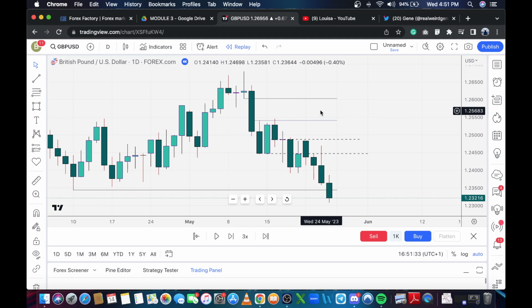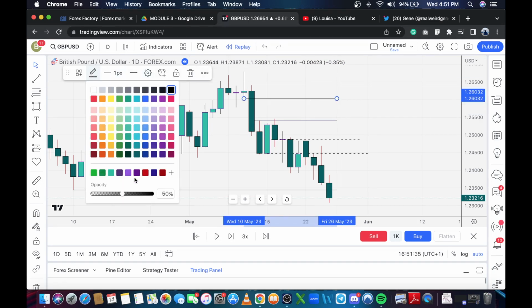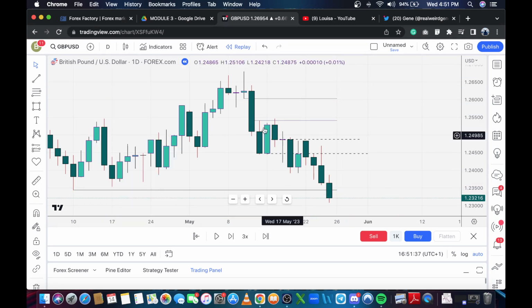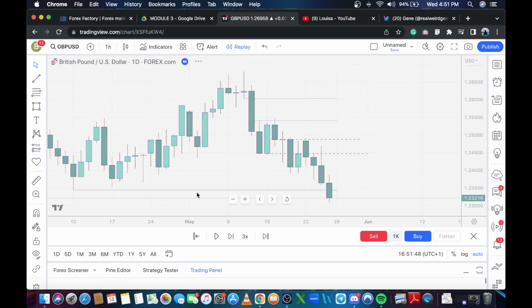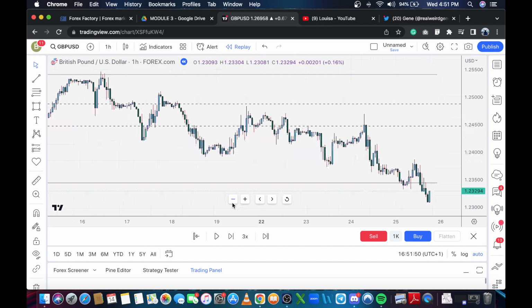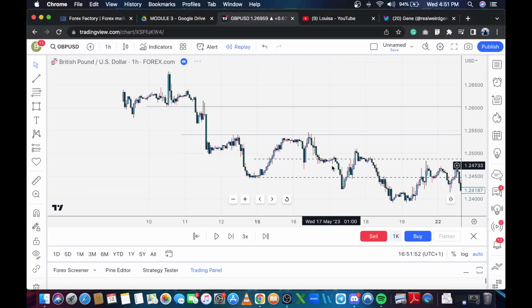And we're going to use purple for high time frame fair value gap. And we have our propulsion block here. Okay, so just a propulsion block here, high time frame fair value gap. And what we're going to do is go into the lower time frame and see where the explosive moves come from.